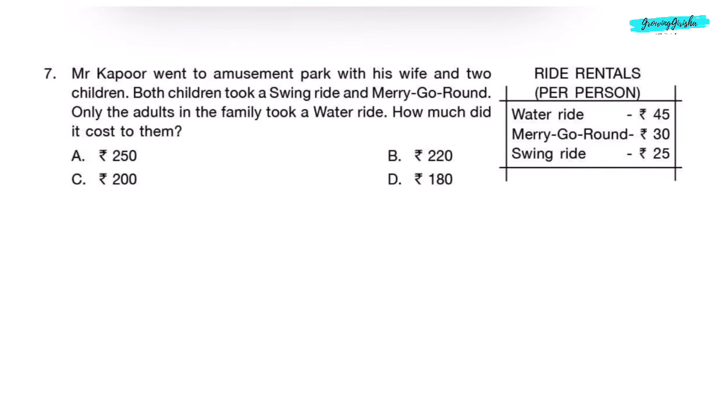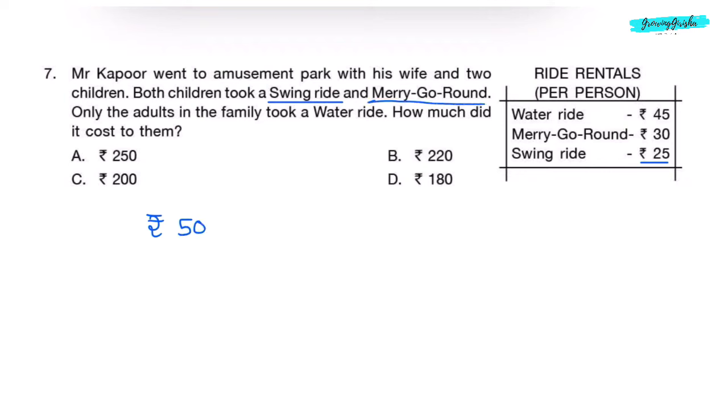Question 7. Mr. Kapoor went to amusement park with his wife and 2 children. Both children took a swing ride and merry-go-round. Only the adults in the family took a water ride. How much did it cost to them? Both the children took a swing ride. Swing ride for one person costs 25 rupees. So for 2 people it will cost 25 into 2, 50 rupees.